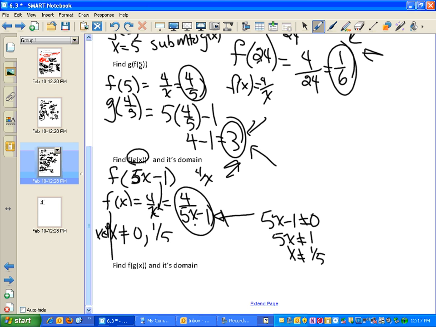Well, if there had been a number, I would have plugged it into my g function, taken that answer, and plugged it into my f function.